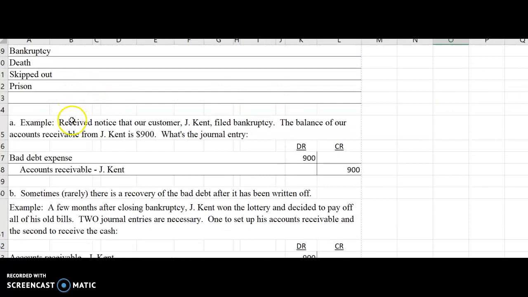So example, we received notice that our customer J. Kent filed bankruptcy. The balance of accounts receivable from J. Kent is $900. What is the journal entry under the direct write-off method? We're going to debit bad debt expense and credit accounts receivable for J. Kent, $900.